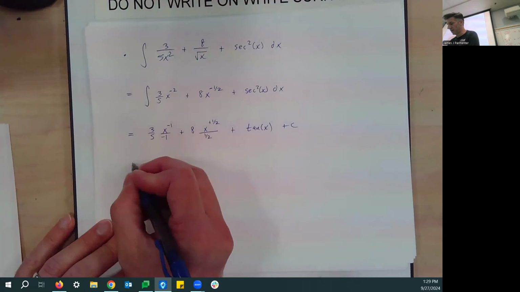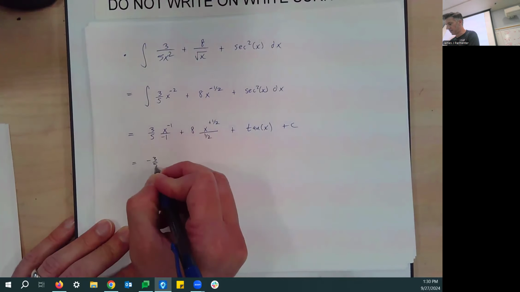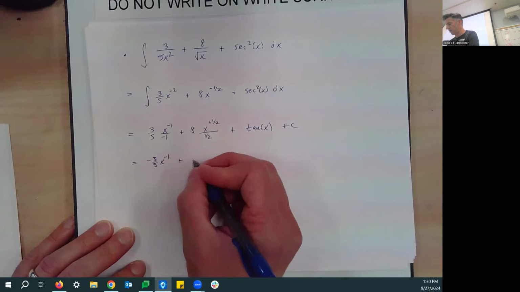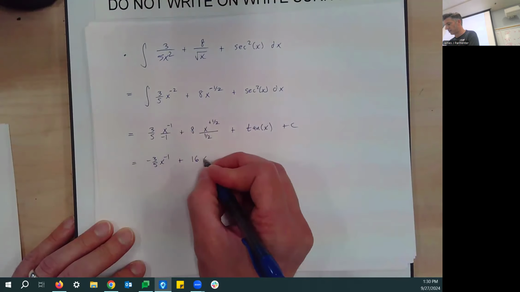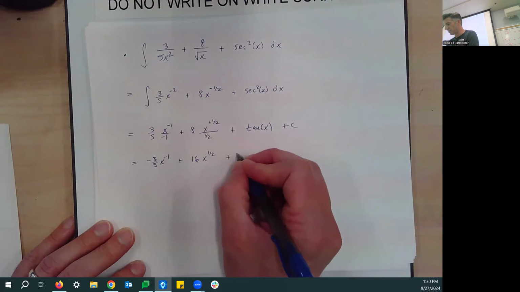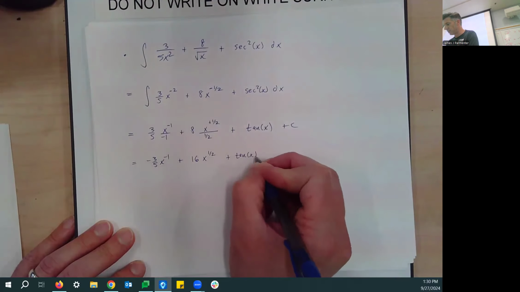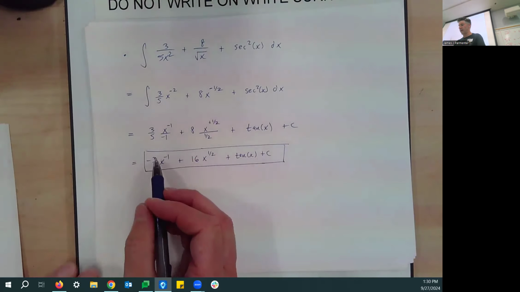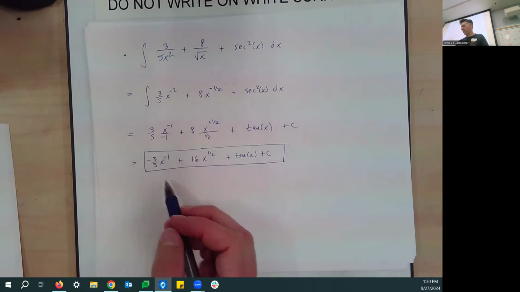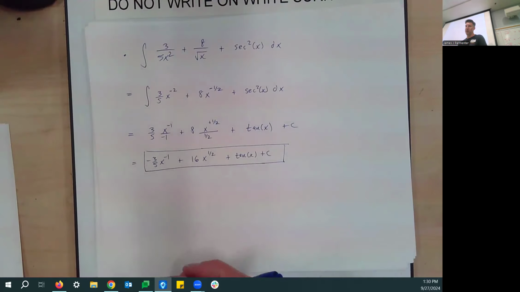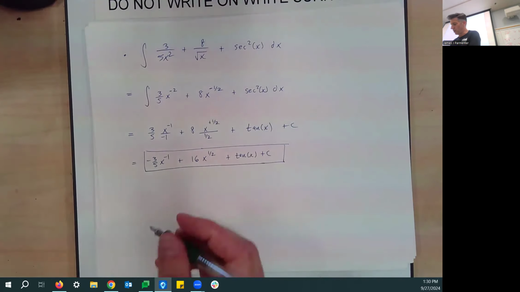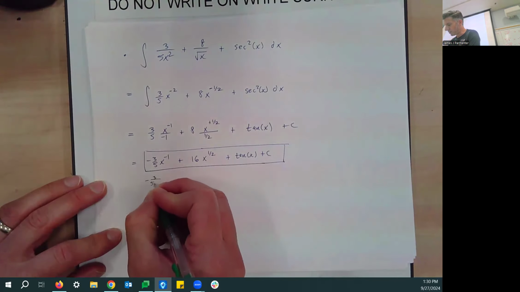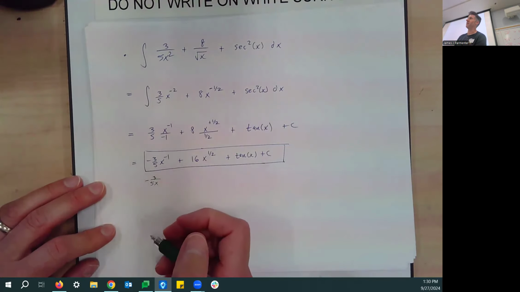I would rewrite this as negative 3/5 x to the negative first. 8 divided by 1/2 is 8 multiplied by 2. So 16 times x to the 1/2 plus tangent of x plus c. It would also be perfectly reasonable to write this as negative 3 over 5x, and this is 16 times the square root of x. Either way, doesn't really matter. I will say, I know I just said it doesn't really matter. It kind of matters sometimes.